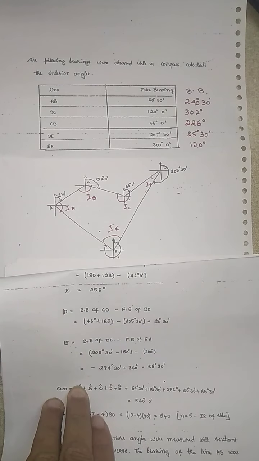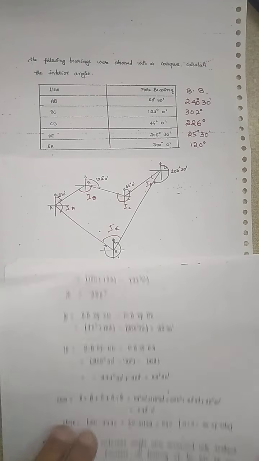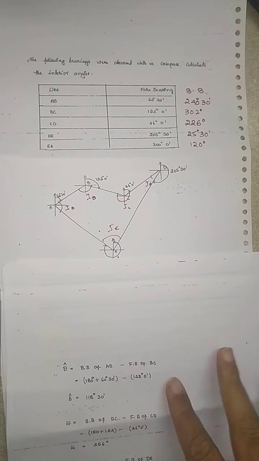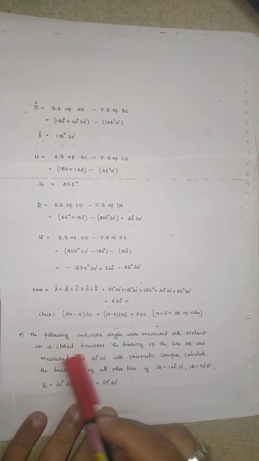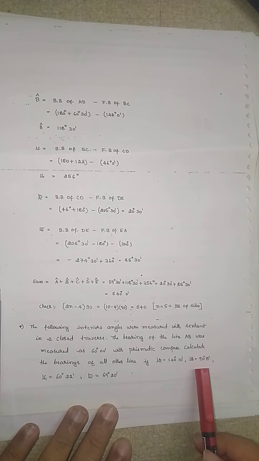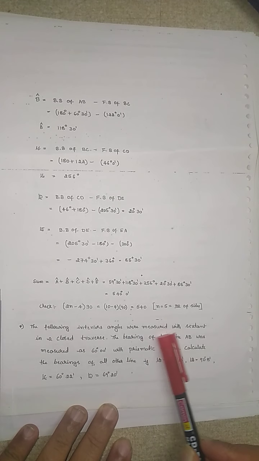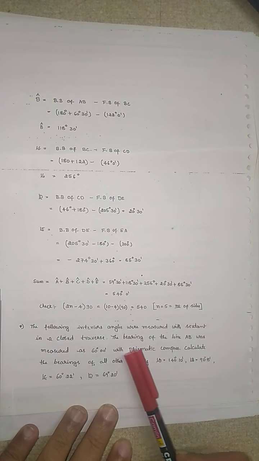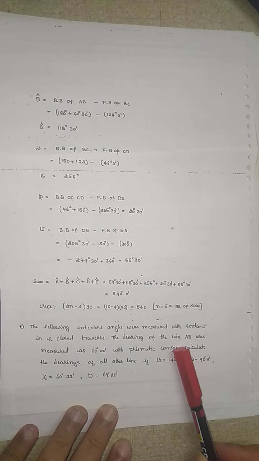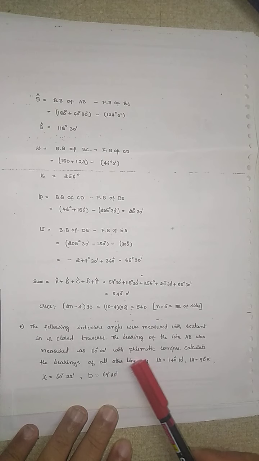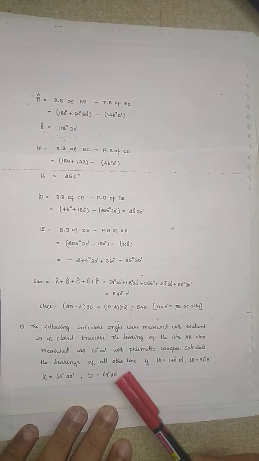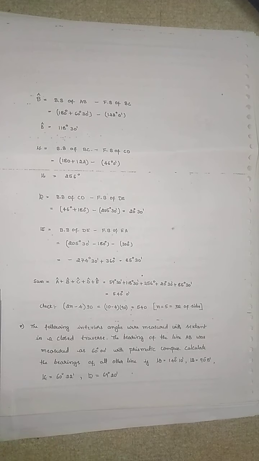Then we will do one more problem similar to this, where your interior angle, that is the included angle, has been given. The following interior angles were measured with the sextant in a closed traverse. The bearing of the line AB was 60 degrees with the prismatic compass. Calculate the bearings of all the other lines. The included angle A is 140, B is 90 degrees, C is 60 degrees 22 minutes, and D is 69 degrees 20 minutes.